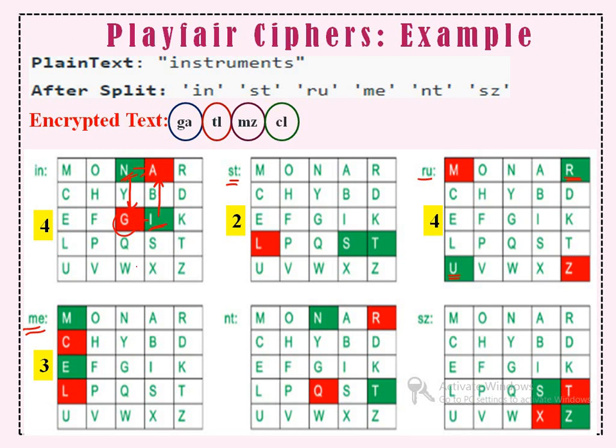Next one, NT. What rule does it lie under? N is somewhere here, T is over here. It's the fourth rule again. I made a mistake, that should be 4. And the encrypted data should be R and Q. Finally SZ. S is over here, Z is over here. Again rule number 4 should be applied, and we get a value of P and X.